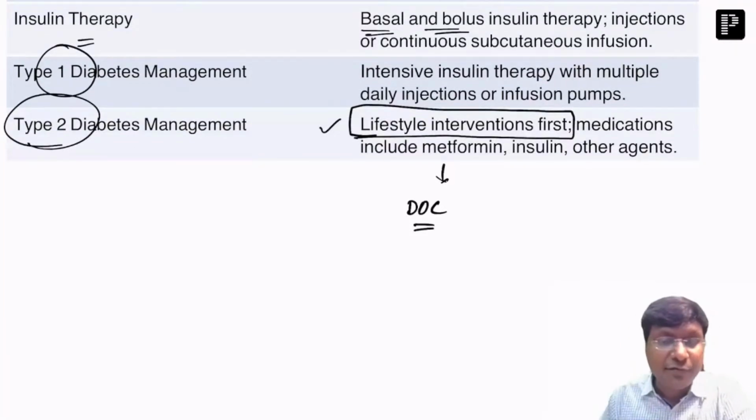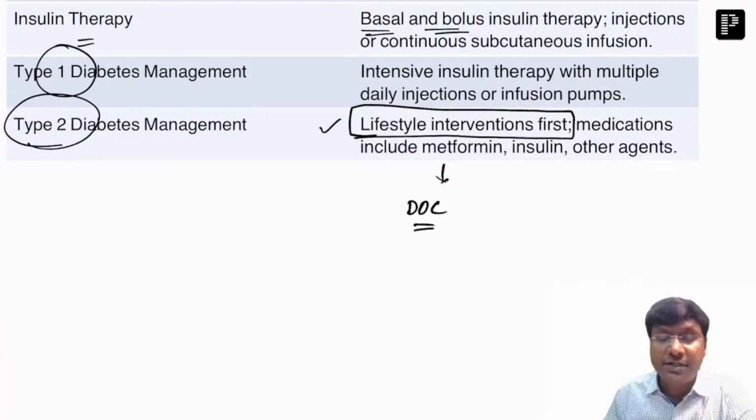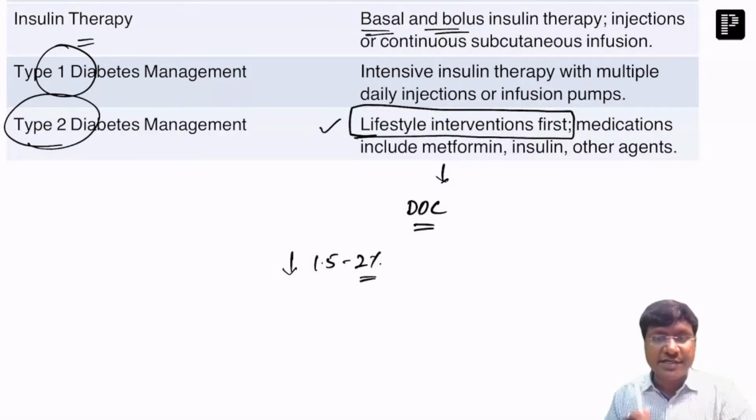Now, why is metformin considered the drug of choice among the various oral hypoglycemic agents that we have? Because metformin is the drug which will reduce the HbA1c maximally, right? It will reduce the HbA1c by 1.5 to 2%. That is the reason why metformin is considered the drug of choice in patients with type 2 diabetes mellitus. Then we have many insulin sensitizers, and then we have insulin secretagogues also.